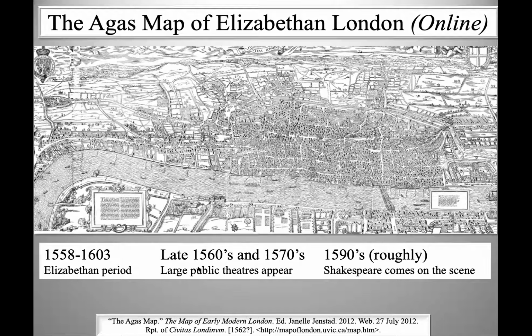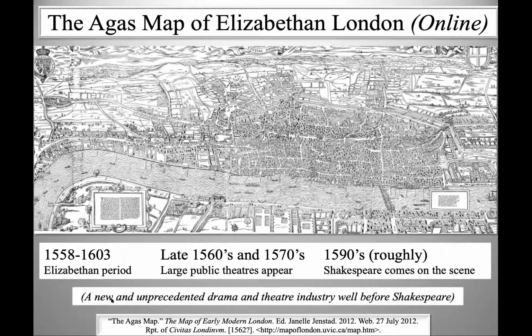But what I want you to know is that in the 1560s and 1570s, large public theaters just appear from nowhere. They're unprecedented. Yes, there had been theater, there had been festivals, there had been this and that, but these big theaters just, boom, they just sprung up. Now, why did that happen? Well, there are several theories, and I have one, but this is a new and unprecedented drama and theater industry that came out well before Shakespeare. So Shakespeare sort of inherited that.